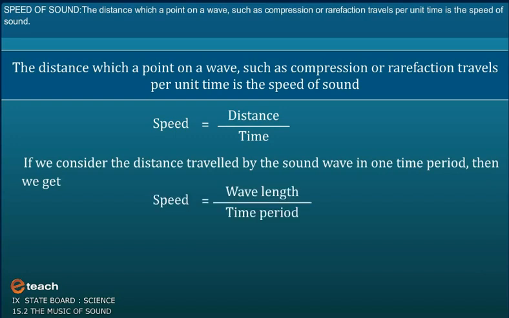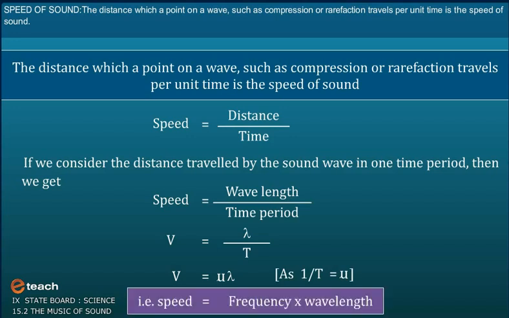Therefore, speed is equal to wavelength upon time period. V is equal to lambda upon T, where lambda stands for wavelength and T stands for time period. V is equal to mu into lambda. As we know the relation between frequency and time period, mu is equal to 1 upon T. That is, speed is equal to frequency into wavelength.